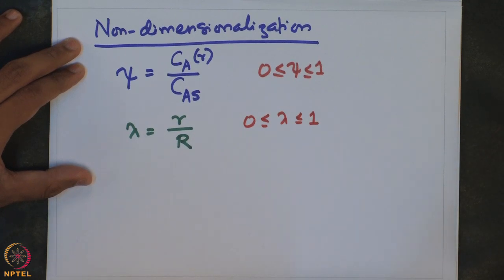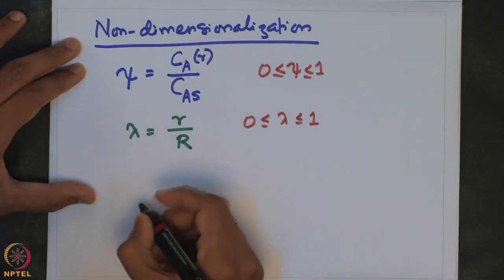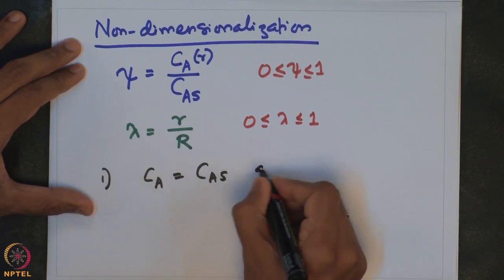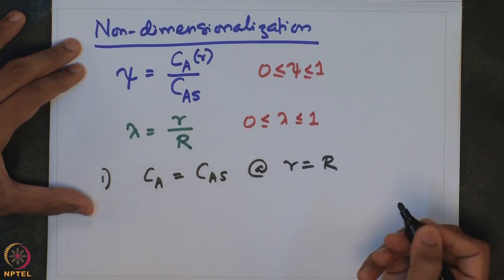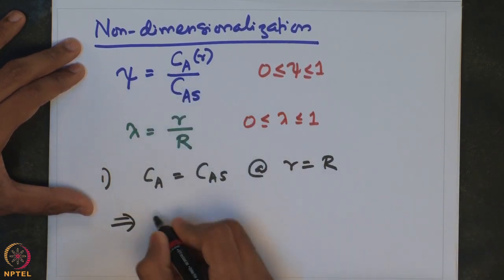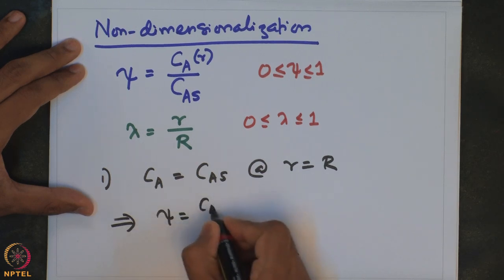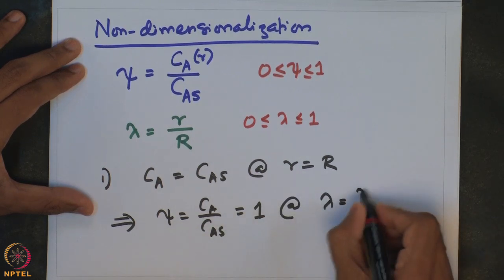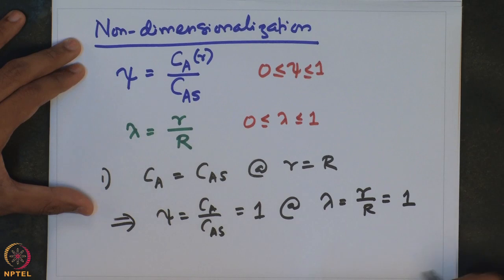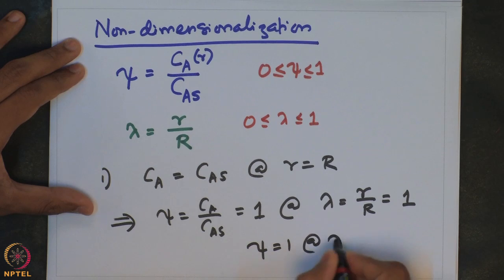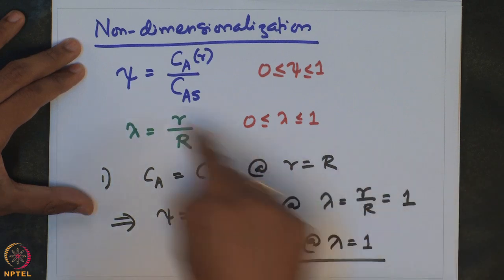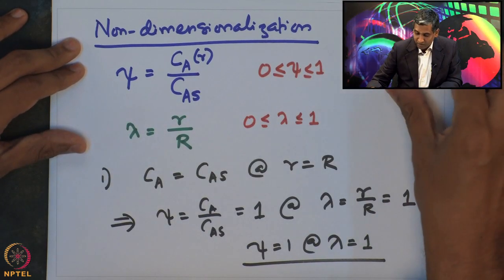So, let us first look at the boundary conditions in this non-dimensional form. The first boundary condition is Ca equal to Cas at r equal to capital R. This means that in the non-dimensional form, psi equal to Ca by Cas should be equal to 1 at lambda equal to r by R equal to 1. So, the boundary condition is that psi equal to 1 at lambda equal to 1. This is one of the boundary conditions in the non-dimensional variables that we have just defined.